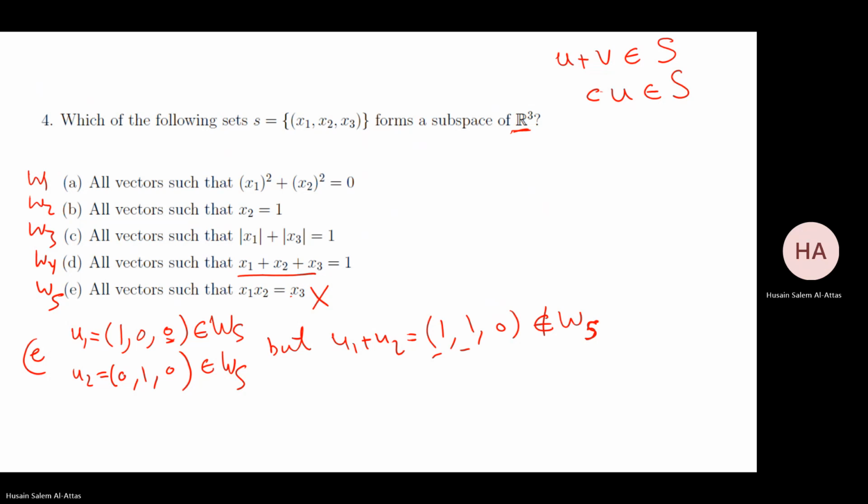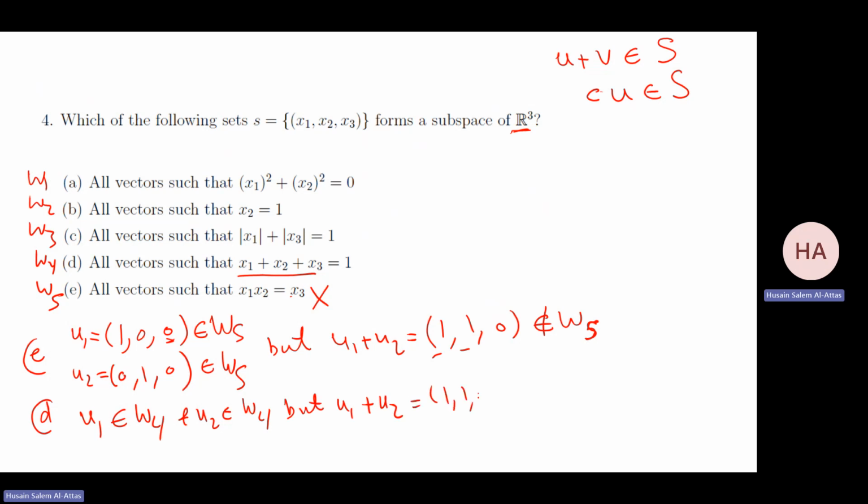This one, W4. I take U1 as the same thing, the same vectors. The same U1, U2, yeah, that's the nice thing. U1 belongs to W4. Add them, it gives you 0. U2 belongs to W4. Add them, you get 1. But U1 plus U2, it's the same example, 1, 1, 0, does not belong to W4. So this is not a subspace.